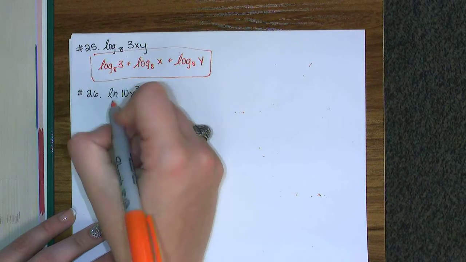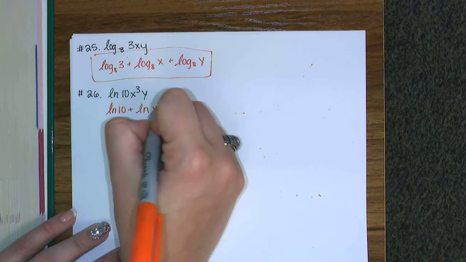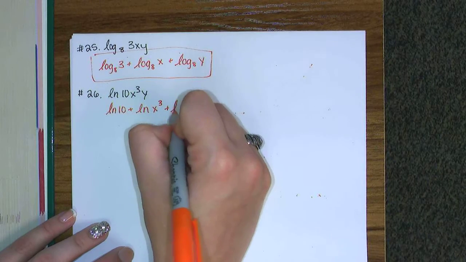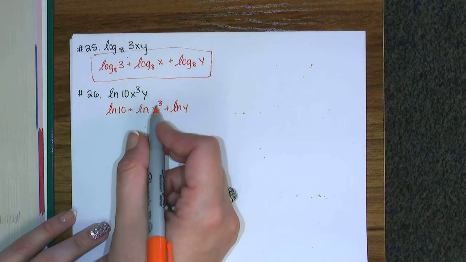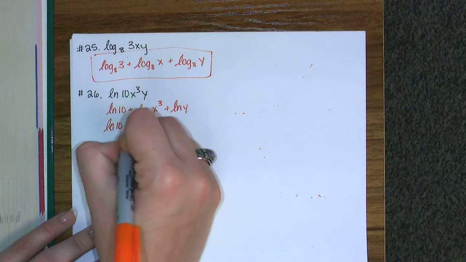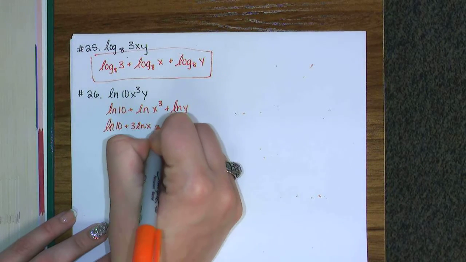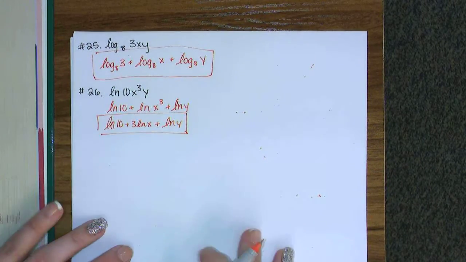So this is going to be ln of 10 plus the ln of, for the moment, x cubed plus the ln of y. Now I got to use the power rule to pull this out front. So I get ln of 10 plus 3 ln of x plus ln of y. And that there is my answer.